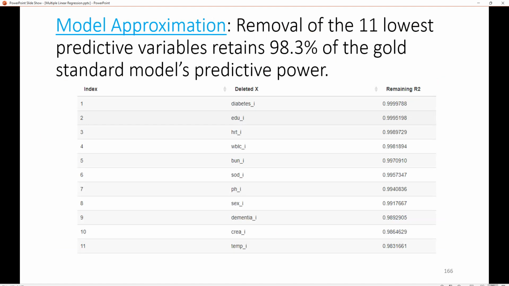And so in these results, we can see the actual predictor names and the actual remaining R-square. For this model approximation, removal of the 11 lowest predictive variables retains 98.3% of the gold standard model's predictive power. So we can see if we were to remove diabetes at the top in row 1, that would give us 0.9999788 of our original R-square. So if we were to remove 11 of these predictors, that would take us to row 11. That will leave us with 0.9831661 of the R-square from our gold standard model. So this is a great way to reduce the model size.